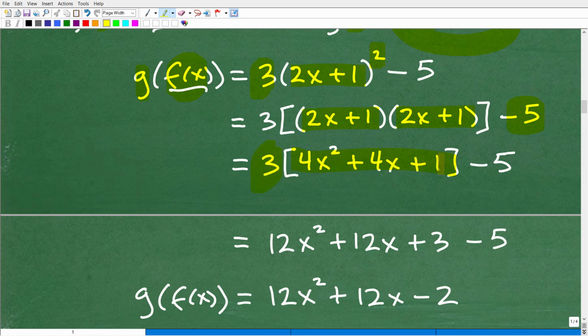Now I can multiply this whole thing by 3. So 3 times 4x squared is 12x squared. 3 times 4x is 12x, 3 times 1 is 3, minus 5. Don't forget that 5. You see, if you're not writing everything out step by step, super clear, neat, and structured, you're going to forget things.